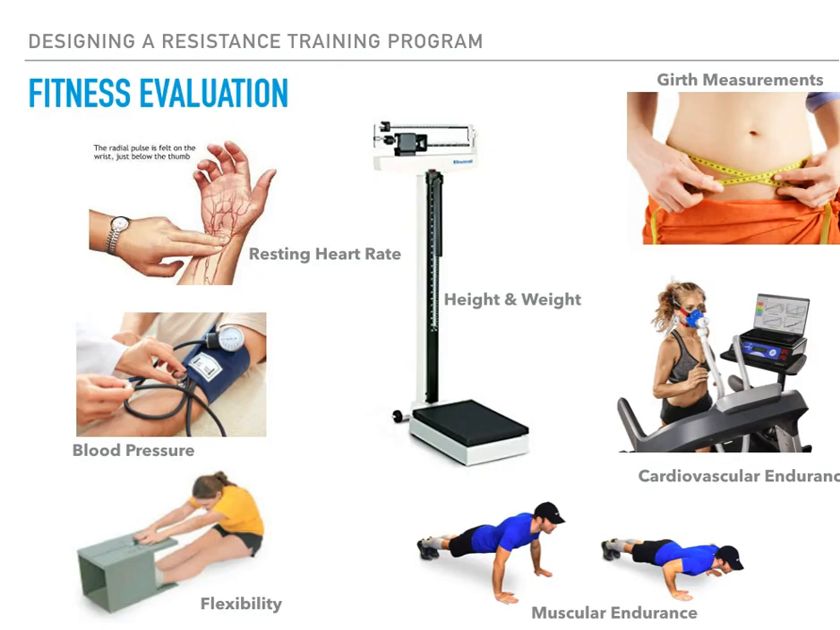In a traditional fitness evaluation, the following is assessed: resting heart rate, blood pressure, flexibility, girth measurements, muscular endurance, height and weight, and cardiovascular endurance. All of these measures can be helpful in giving us a baseline of information so that we can compare weight and other factors prior to and after our exercise program. In other words, it'll help let us know whether or not our plan is effective.